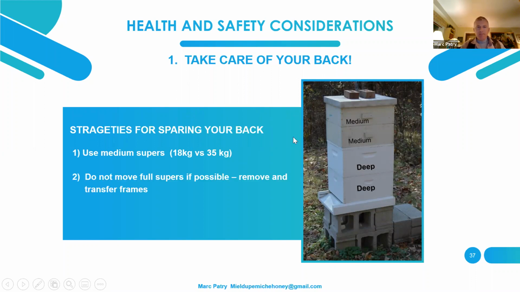Instead of removing the full super in one go into your wheelbarrow and taking it to your car, you could put an empty box next to it in your wheelbarrow, take out the frames one at a time, and put them into the wheelbarrow box. Then you roll your wheelbarrow to your car, and do the same with another empty box in your car. You know what I'm saying. You just never move a box full of honey in one go. Try to split it up one way or another.